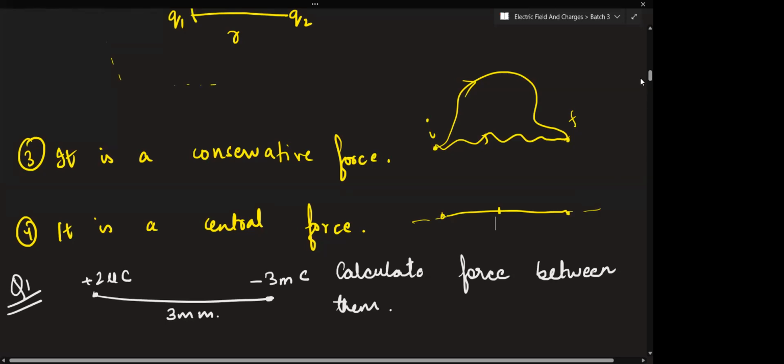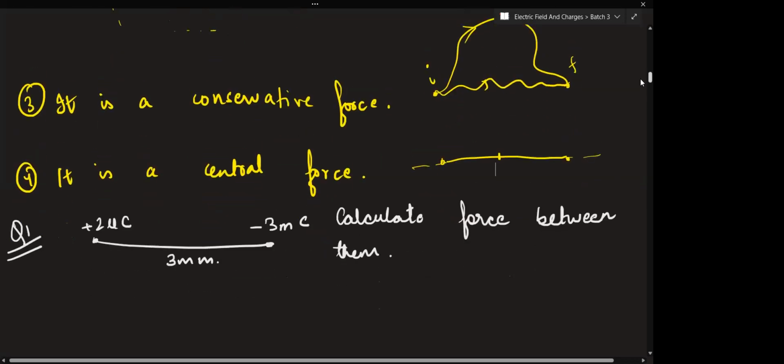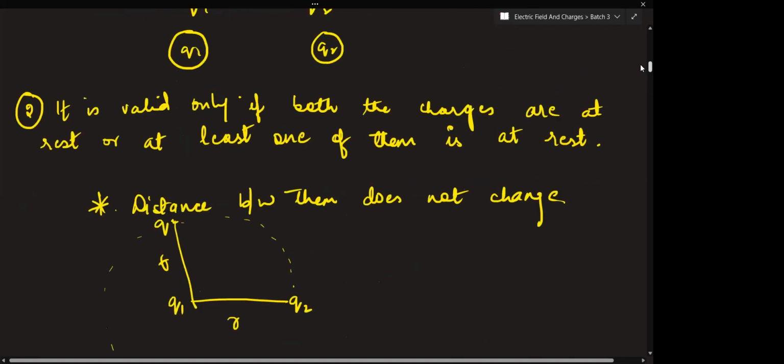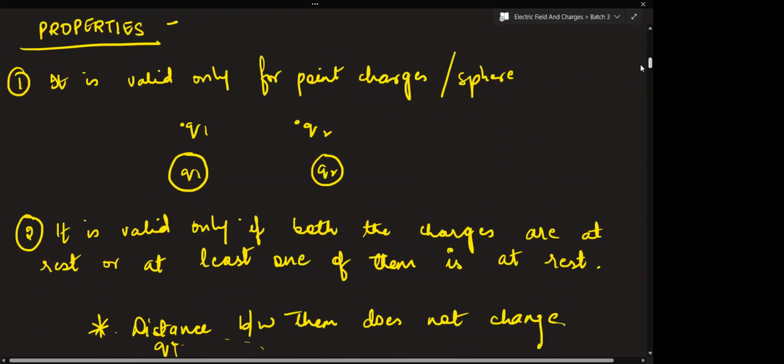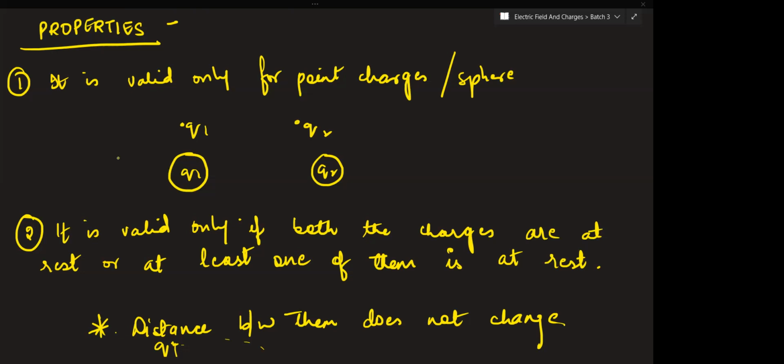So a very small question is there. You first try it yourself. Do one thing. First note down these points and then try that question yourself and send me the answer. Then I'll discuss it with you. Okay, ma'am. Ma'am, these are properties for Coulomb's law, right? Yes, properties of Coulomb's law. When is Coulomb's law valid? What are the conditions for Coulomb's law? Okay.